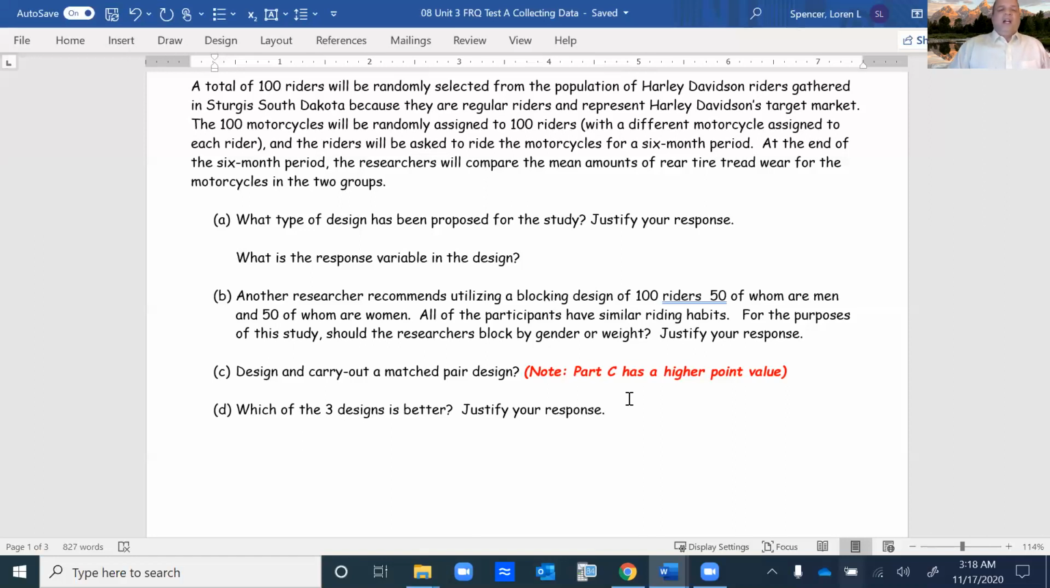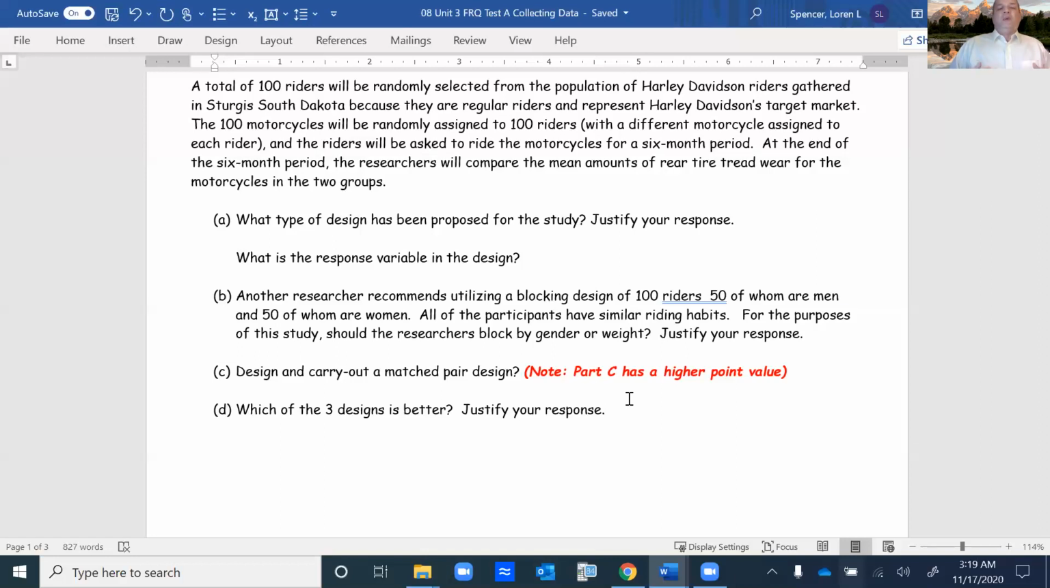Which of the 3 designs is better? So in this case, we had a completely randomized design, a block design, and a match pair design. Typically speaking, a block design is going to be better than a completely randomized design because you're accounting for a variable. In this case, you're accounting for weight. However, the best design is the match pair design. And in general, the match pair design is always the best design.